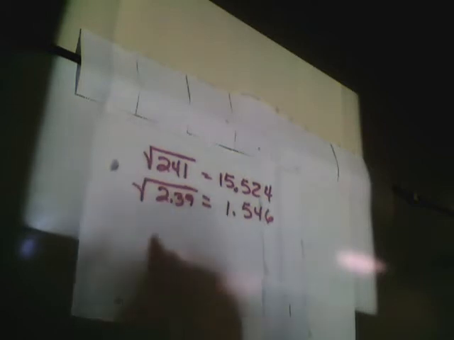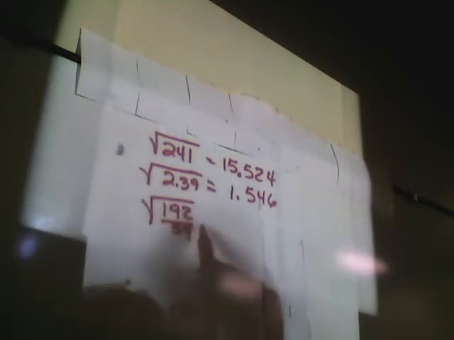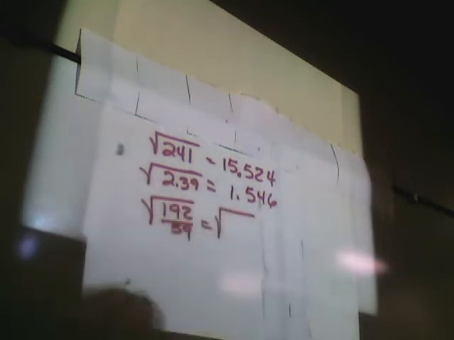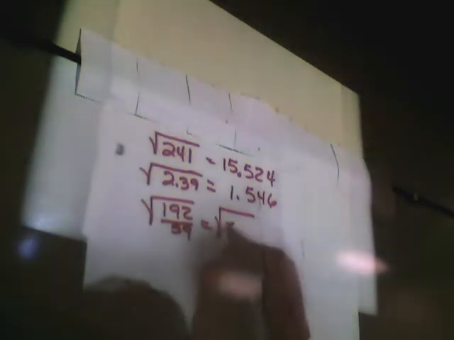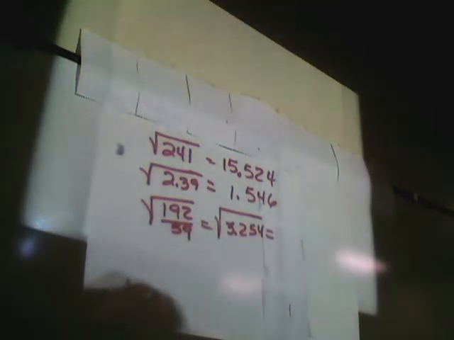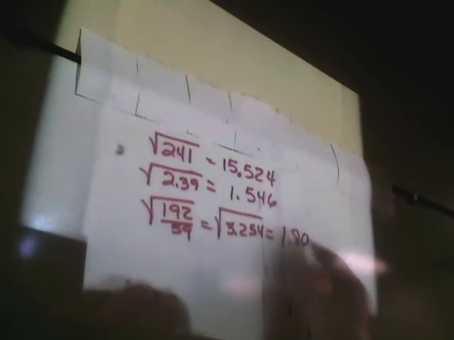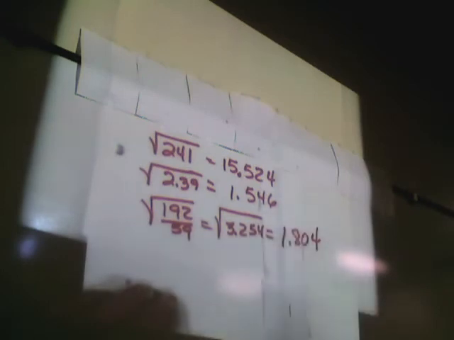And this one, square root of 192 over 59. First divide this. What do you get when you divide 192 by 59? 3.254. Now do the square root of that. 1.804.